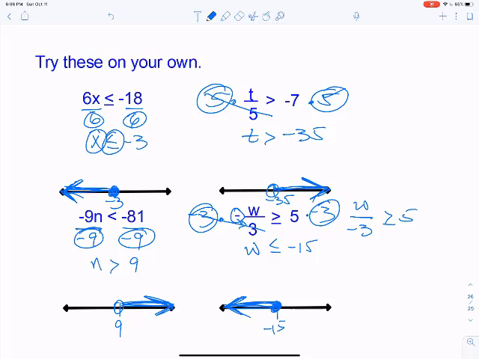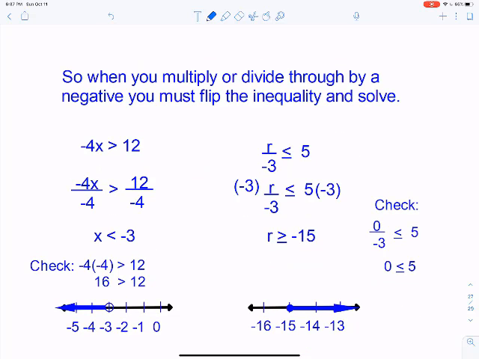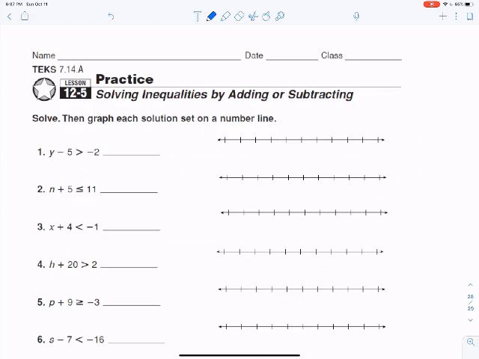So what we've done is we've reviewed addition, subtraction, multiply and divide of inequalities. Add, subtract were exactly the same. Multiply and divide, the process was exactly the same. The one thing you've got to remember is if I multiply through or divide through by a negative number, my inequality is going to flip. Okay? So what I'm going to have you do is a little assignment. Here are some more examples as well.